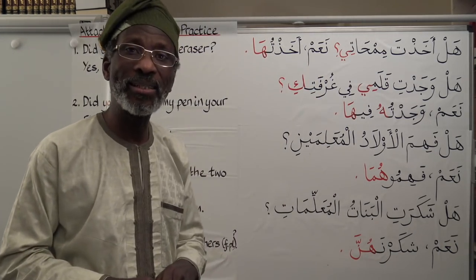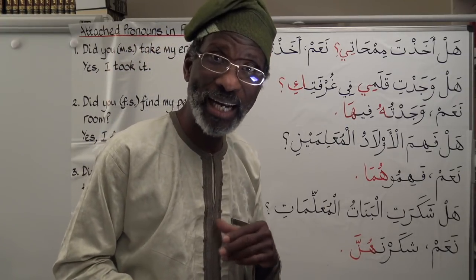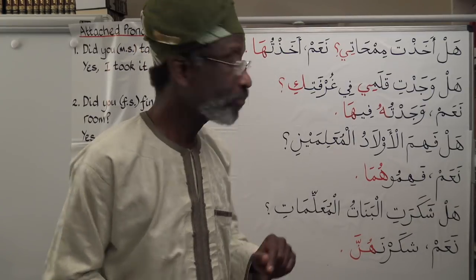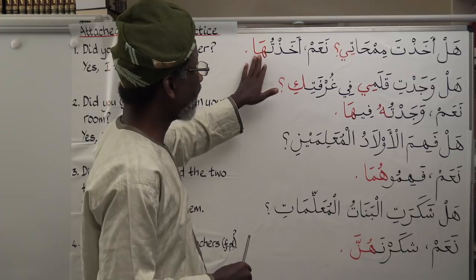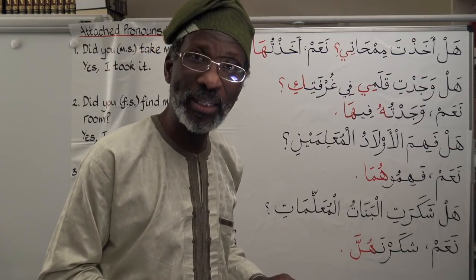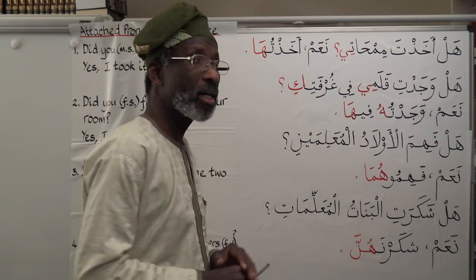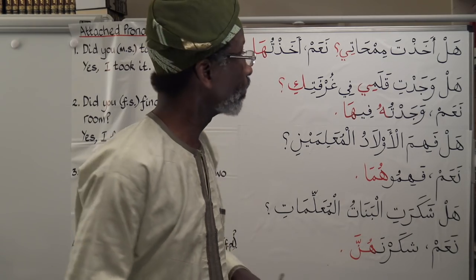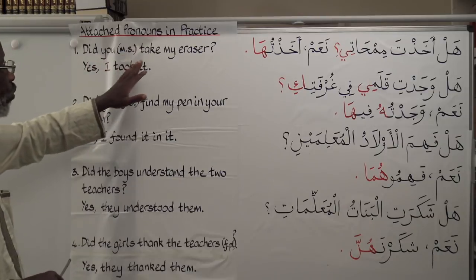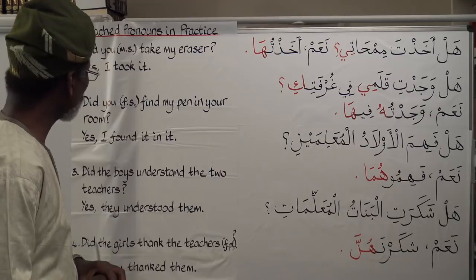نعم, yes. أخذت. That's a verb, meaning I took, and then we have أخذتها. I took it. Now, this "her" is feminine because we are referring to mimhat, which is a feminine noun. That's what we said. أخذتها. Yes, I took it. هل أخذت ممحاتي؟ نعم أخذتها. Did you take my eraser? Yes, I took it.